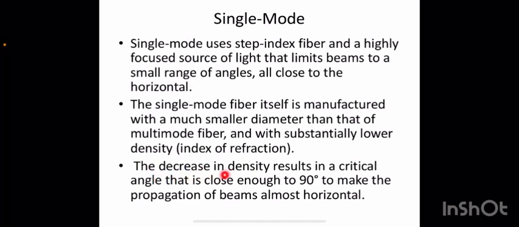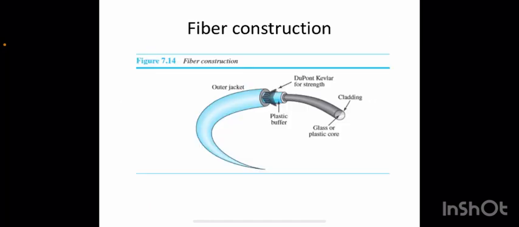The decrease in density results in a critical angle that is close enough to 90 degrees to make the propagation of beams almost horizontal. So density is made in such a way that the critical angle of this material is around 90 degrees, so that the propagation of beams will be almost horizontal.